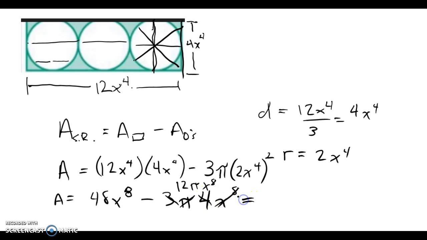Take out the greatest common factor, which is 12 for these two, x to the 8th for these two, leaving me with 4 minus, and all I'm left with here is just pi. And there's a solution. That's a simplified solution.